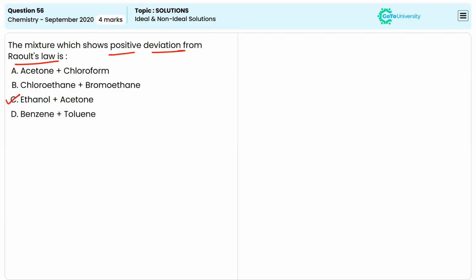So positive deviation means the vapor pressure will be greater. The interaction between the components is that much weaker, so they will easily escape. So the vapor pressure becomes higher. That's why they are showing the positive deviation. That is the correct answer. So C is the correct one.